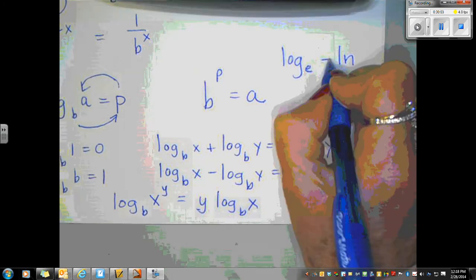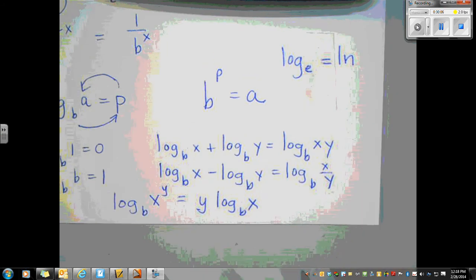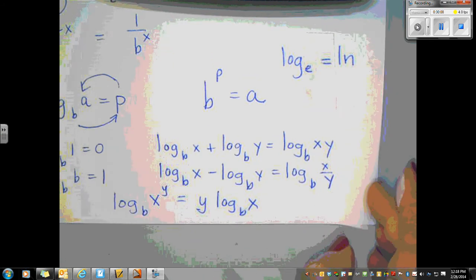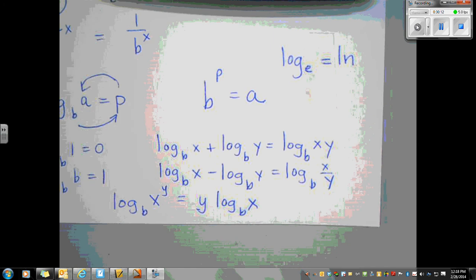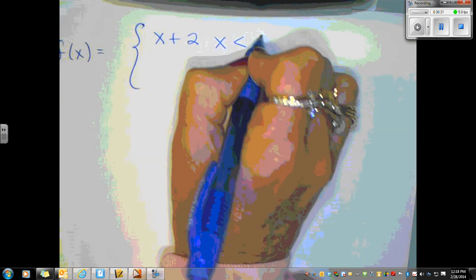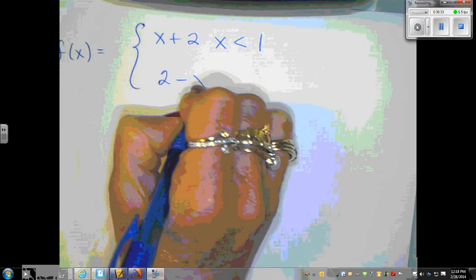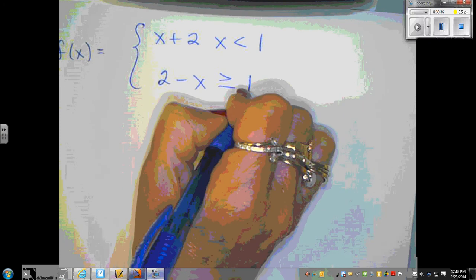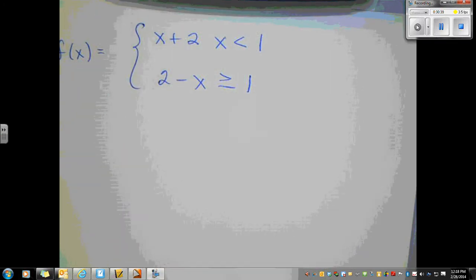Log base e equals ln. Okay, now, who remembers what a piecewise function is? Who remembers stuff like this? F of x is equal to x plus 2 if x is less than 1, and 2 minus x if x is greater than or equal to 1. That's a piecewise function. You can have more than 2 pieces.